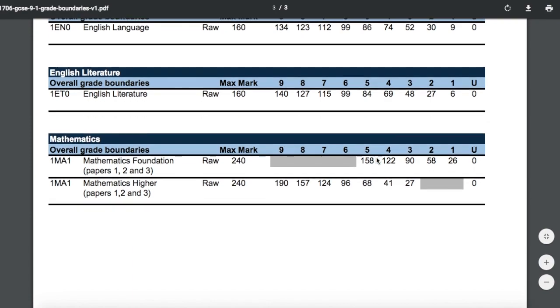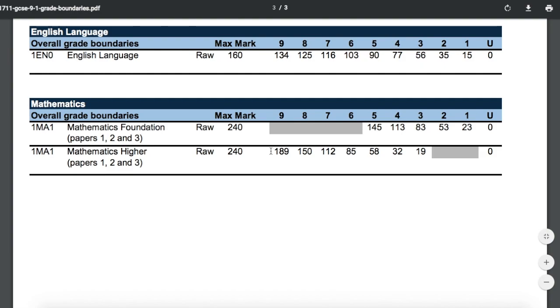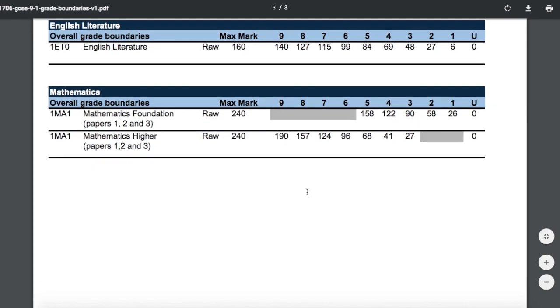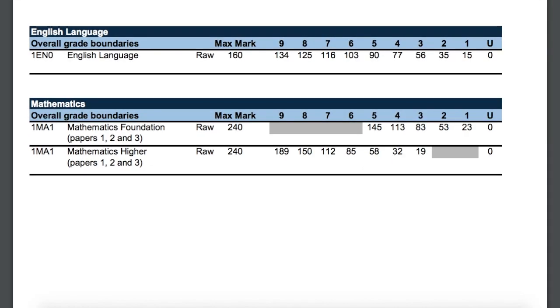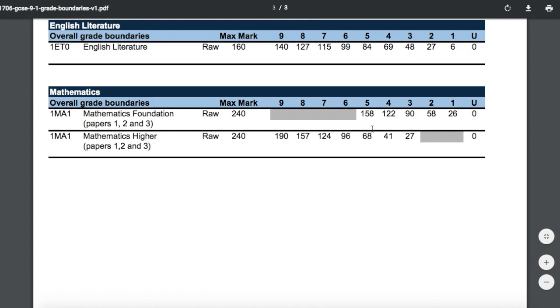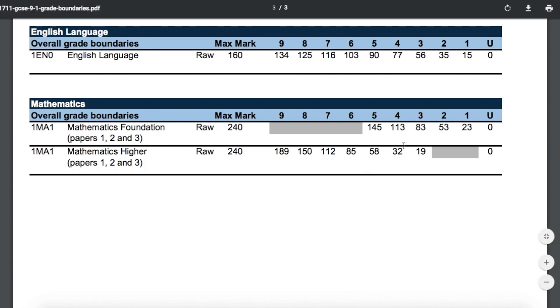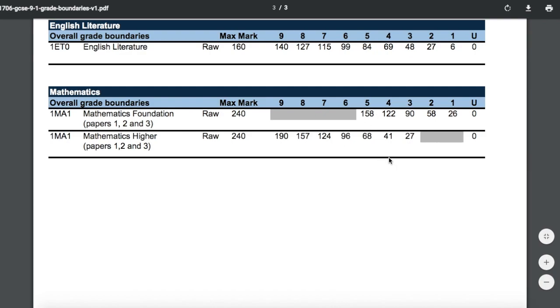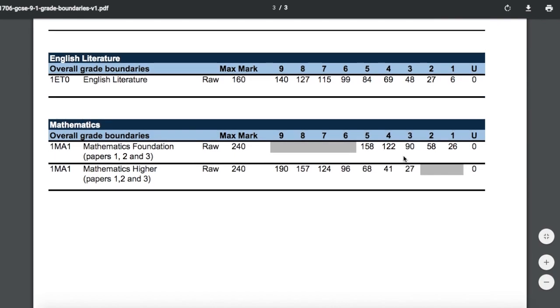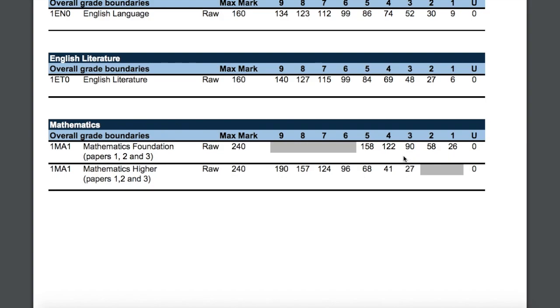Compare those to June. You can see that they're fairly similar. And then the higher tier grade boundaries: 19, 32, 58, 85, 112, 150, and 189. Again, pretty similar to the June grade boundaries. Now, you can see that the ones around grades 4 and 5 shift the most. So here in November it was 32 and in June it was 41. That's because generally that's where the most change happens.